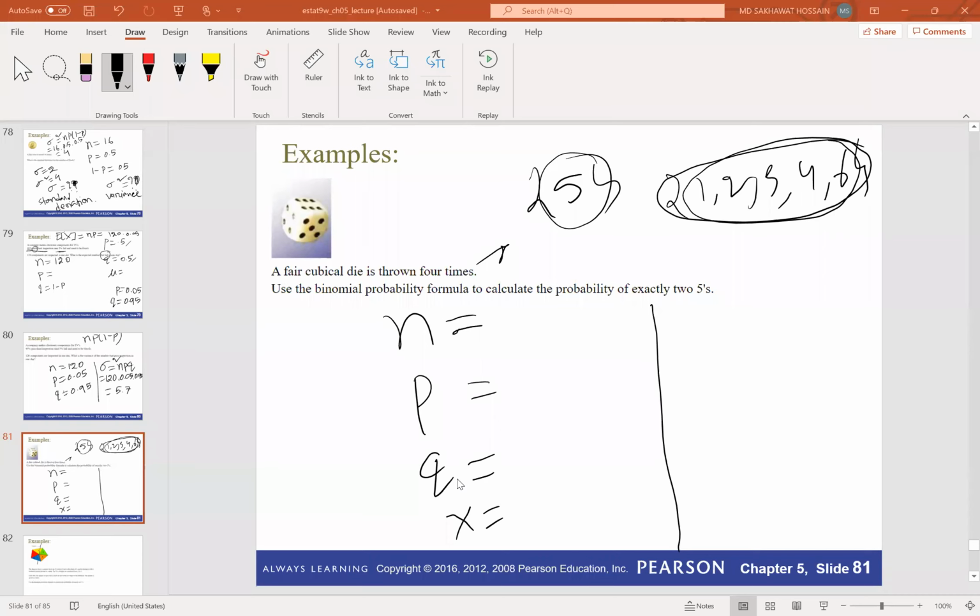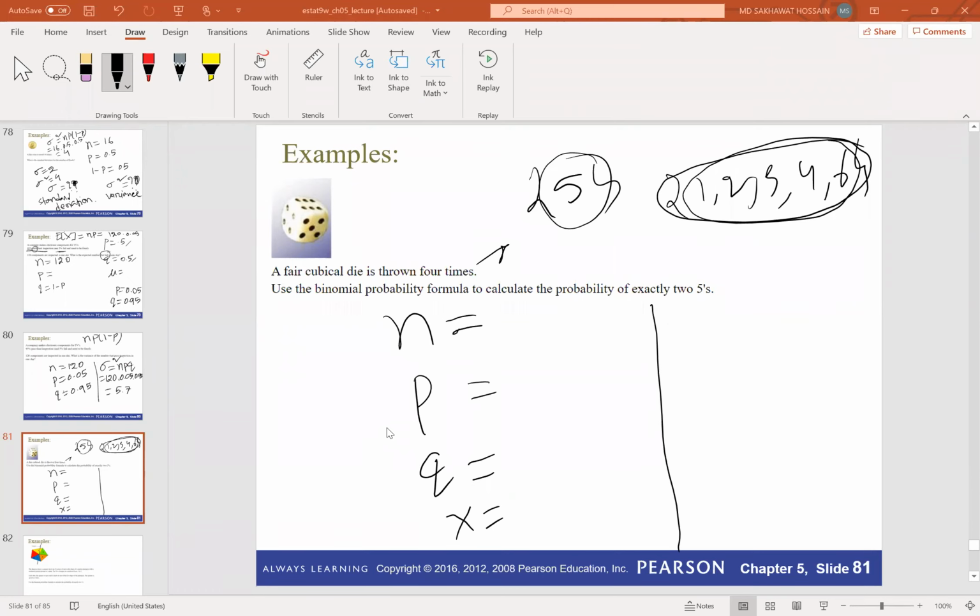Okay, so instead of just writing the number, you can respond like this: N equal the value of N, then comma, then P equal the value of P, then comma, Q equal the value of Q, then comma, and X equal the value of X. So you can submit your answer like this: N, P, Q, X. N equal 4, P equal 0.25, Q equal 0.75, and X equal 2.